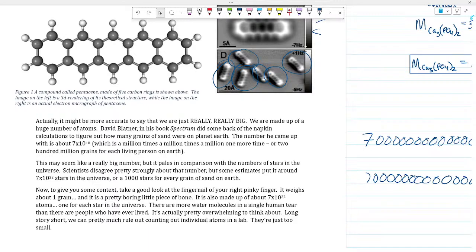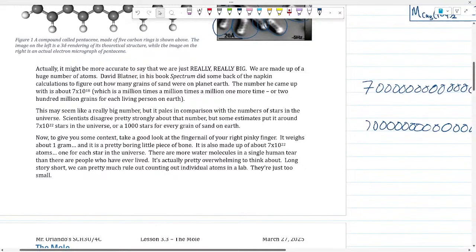Now, to give you context, and I've probably mentioned this to you if you took chemistry with me at any point, but I just think it's something silly, because what's sillier than a baby fingernail? It's just a stupid little thing, right? And it's also made up of about 7 times 10 to the 22 atoms, one for each star in the universe.